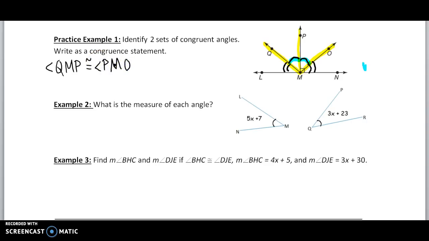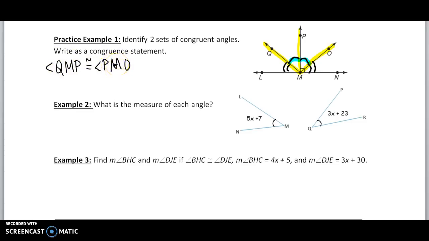Those two angles are congruent. That is one congruent statement. Okay? I could have flip-flopped the two angles. I could have said angle PMO is congruent to angle QMP. That would have been perfectly fine. I also could have switched the Q and the P around in this first angle, and I could have switched the P and the O around in the second angle.